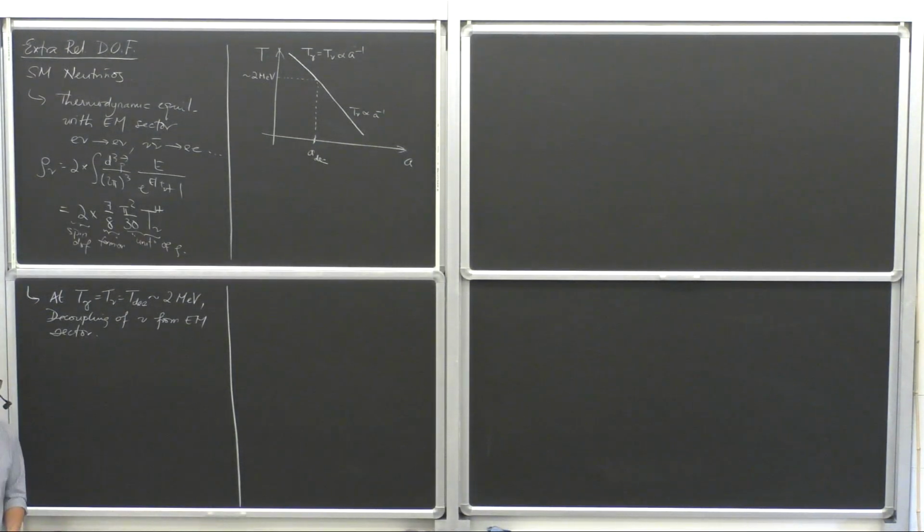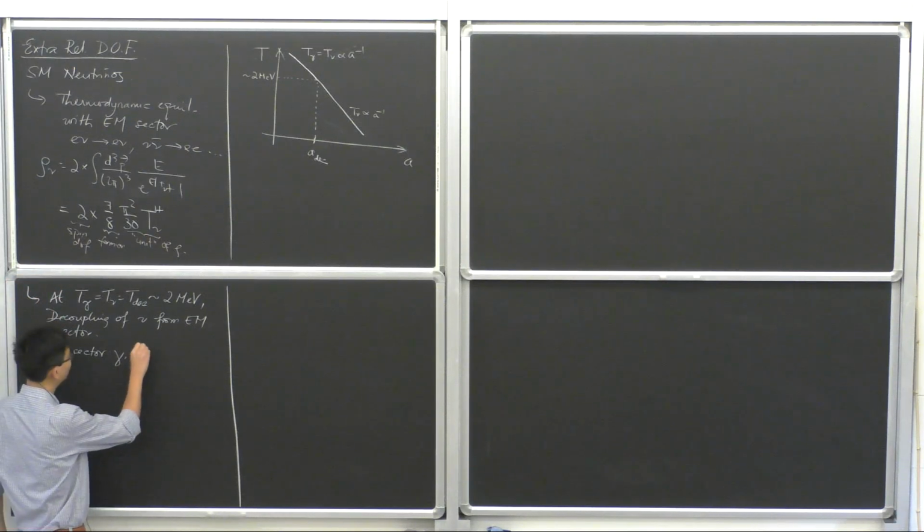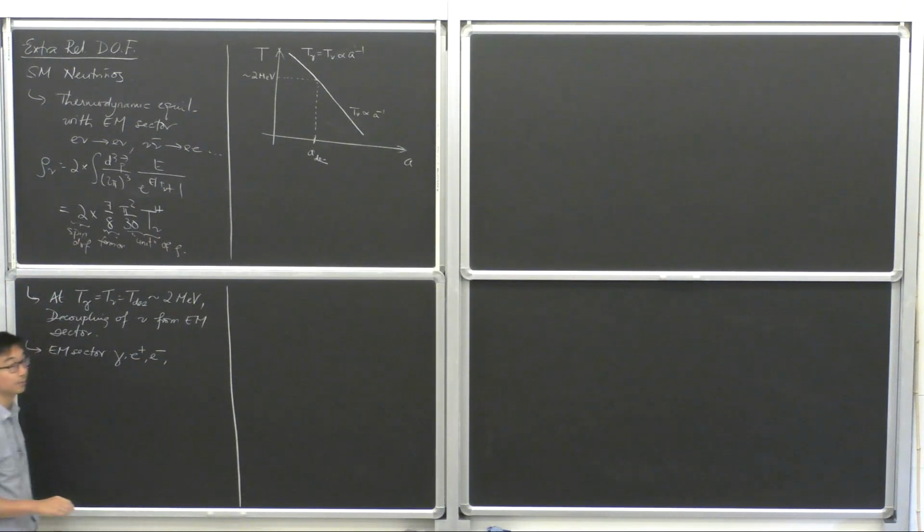Right? In the EM sector, at this point, what are the particles in the electromagnetic sector? Well, there are photons, obviously. It is 2 MeV, so electrons and positrons are relativistic, and they're populated with also energy density that goes as T to the 4. And so there are positrons, there are electrons.